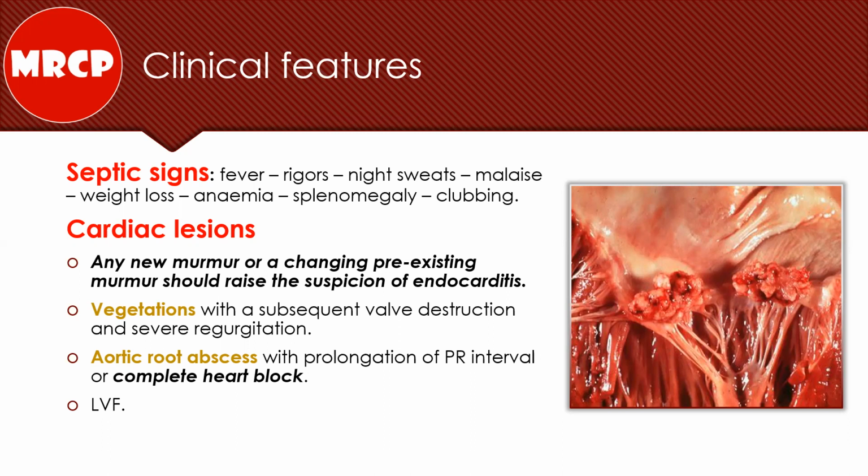There are cardiac lesions, and we have to be aware of these cardiac lesions. First of all, any new murmur or a change in a pre-existing murmur should raise the suspicion of endocarditis if this patient is presenting with the septic signs. Secondly, vegetations, and vegetations can be diagnosed by echocardiography. This vegetation can cause subsequent valvular obstruction or severe regurgitation.